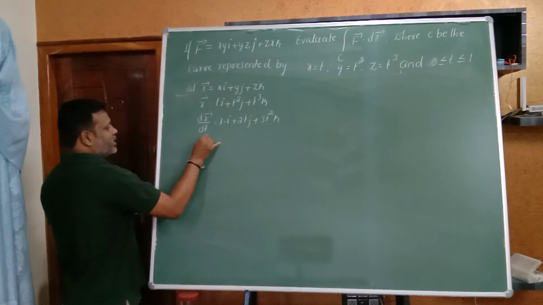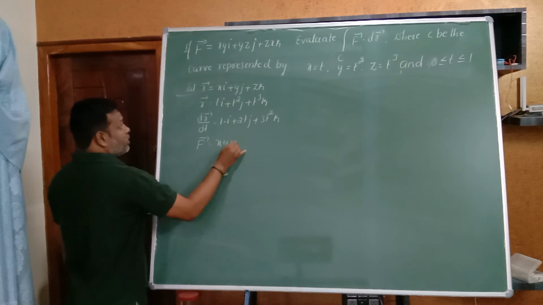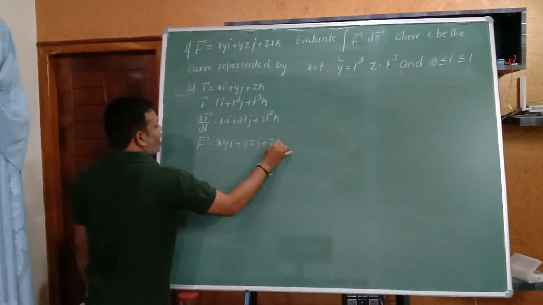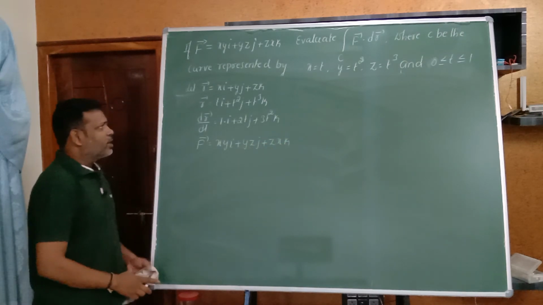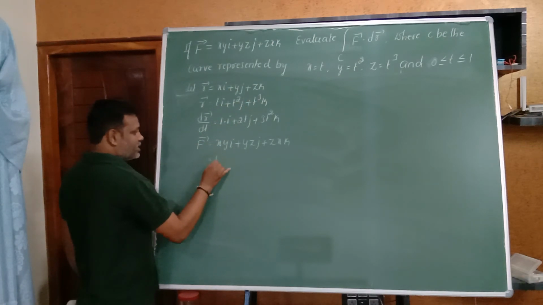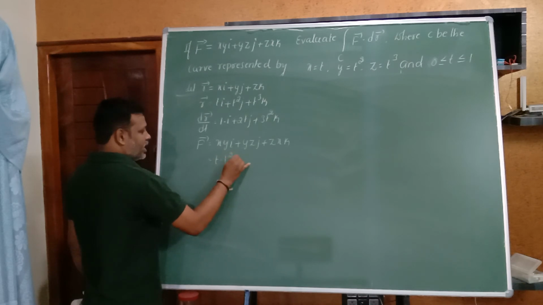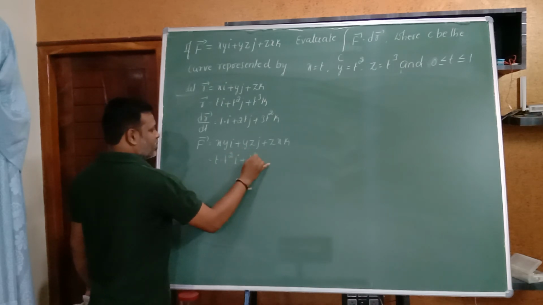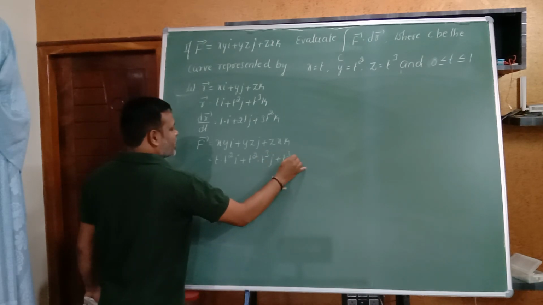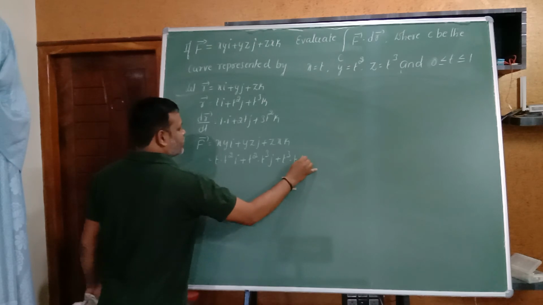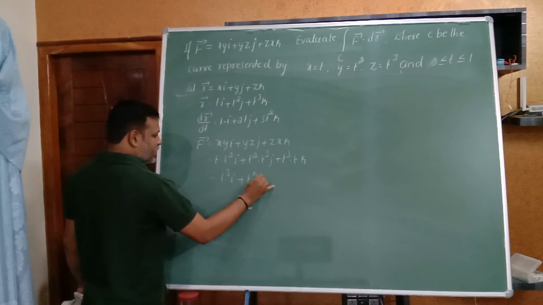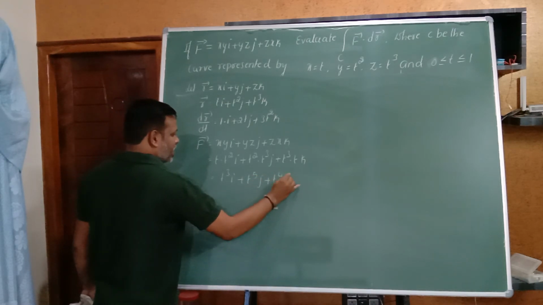Now consider the force field, or a vector function. So f vector is xy into i, yz into j plus zx into k. Now very simple, we have the values of x, y, z. Just substitute here. x is t, y is t square into i, plus y is t square, z is t cube into j, plus z is t cube, x is t into k. Simplify this: t cube i plus t power 5 j plus t power 4 into k.